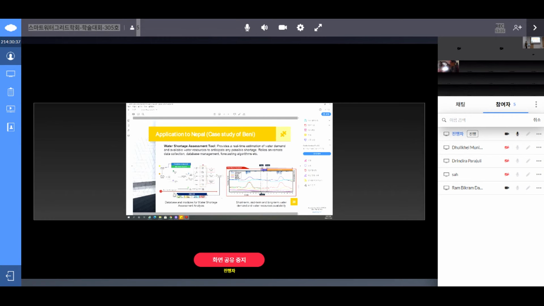Then the water shortage assessment tool, this was developed and applied to the Daejongdo Island in Korea. So it's mainly aimed at regions which are quite susceptible to have drought episodes. It provides a real-time estimation of the water demand and the available water resources to anticipate any possible shortage, basically. It relies on remote data collection, database management, and forecasting algorithms.